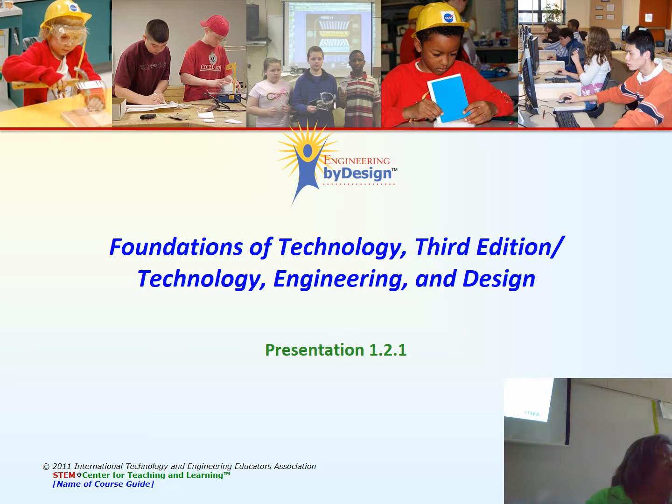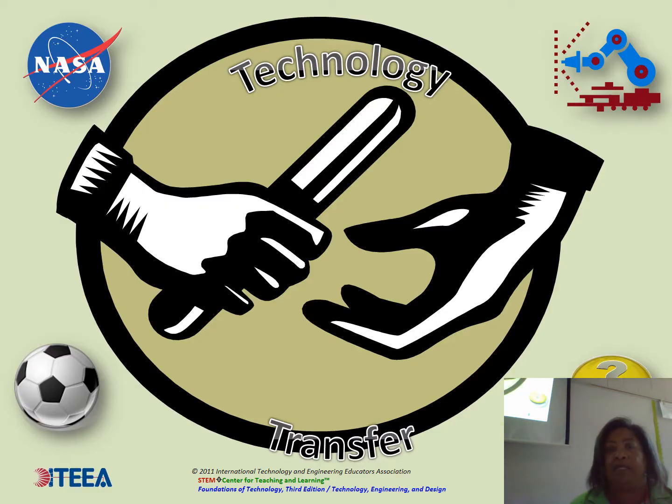Technology transfer means you're using an object for something other than what it was intended. Kind of like using a lemon to try to get rust off your car other than eating it. Okay, that's an example. Now, technology transfer itself.